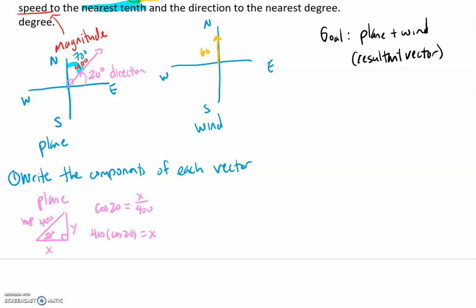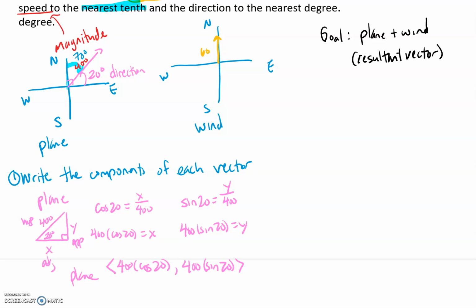So we want to do the same thing to find y. So this was my adjacent, right? Y is my opposite. So opposite and hypotenuse, because I want to work with the number that I know, which is 400, which tells me let's do sine to find y. So sine of 20 equals y over 400. So 400 times sine 20 equals y. So the components of the plane are 400 cosine 20, comma 400 sine 20. So this is the plane.